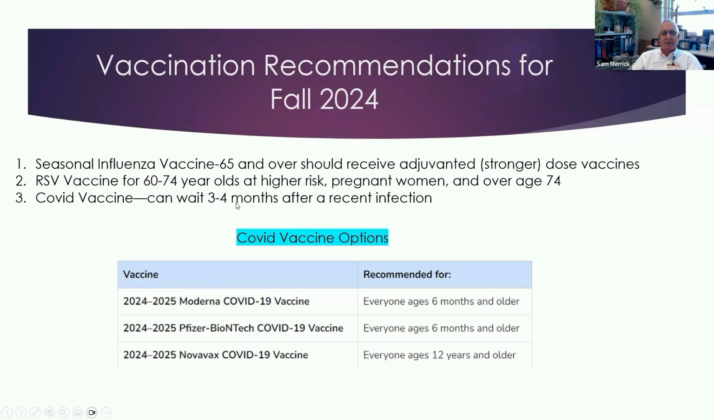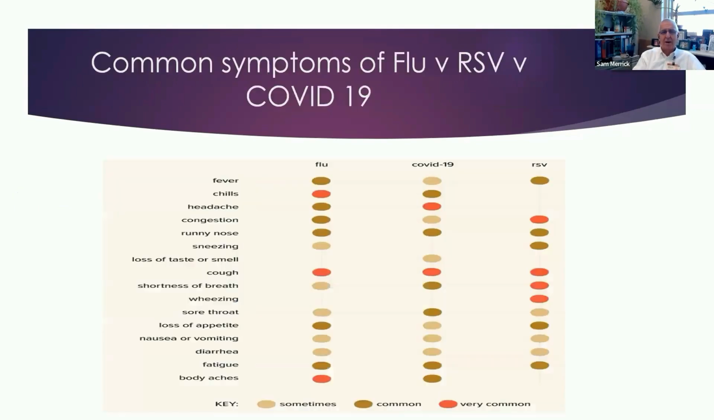The COVID vaccine, if you just had COVID infection a month or two ago, you can wait. It's certainly safe to get a vaccine soon after an infection, but you probably have some protection for a few months after infection. So just in terms of extending your protection, you might as well wait a few months before getting it. So that's where we are with the recommended vaccines.